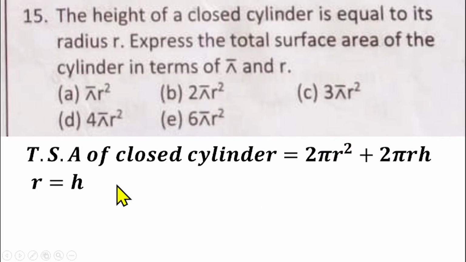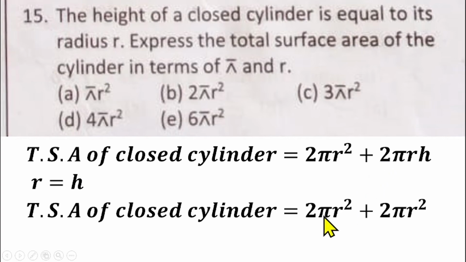We are told that the height is equal to the radius, so r is equal to h. If we simplify this further, anywhere we see h, we can replace with r. So you'll be having r times r, that gives us r squared. So you're having 2 pi r squared plus 2 pi r squared, that gives us 4 pi r squared as the surface area of this closed cylinder, which makes option D the right answer for question number 15.